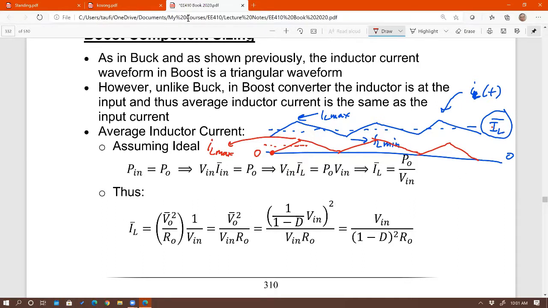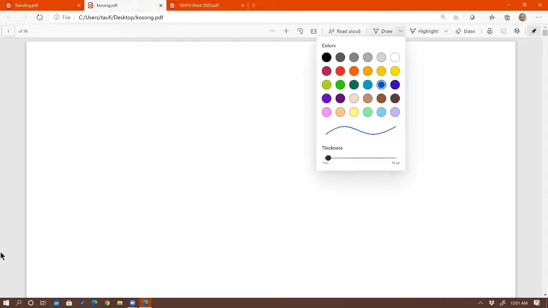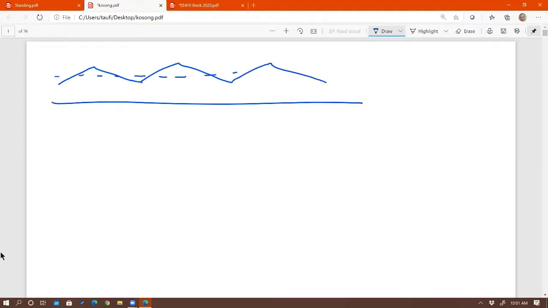Okay, now let me go to this other page. Again, our objective now is to determine IL average, right there, IL max, IL min. Okay, now in a buck converter, I'm going to draw a buck converter.